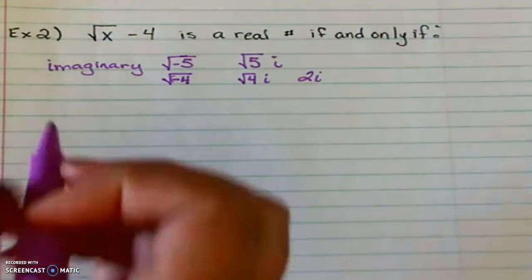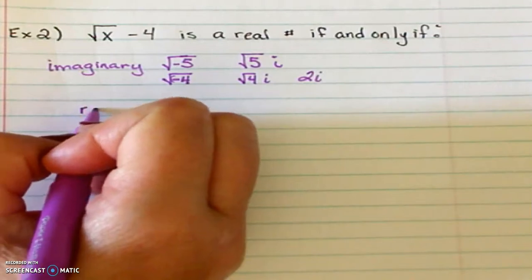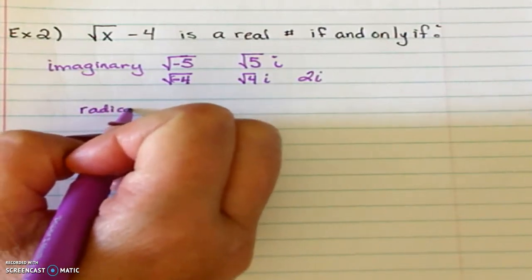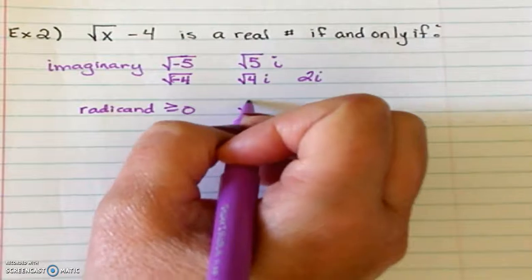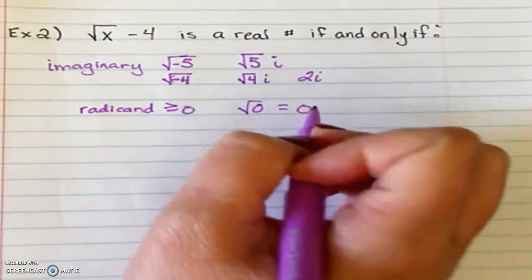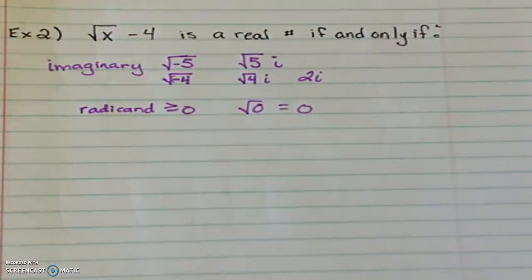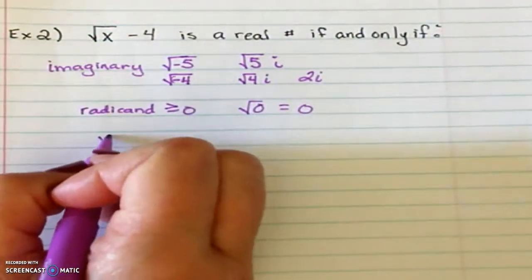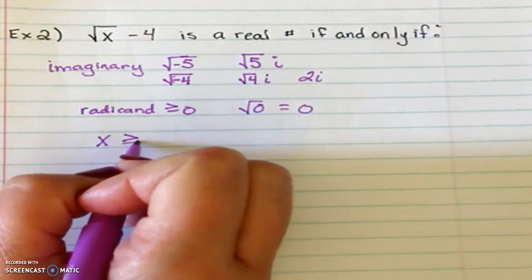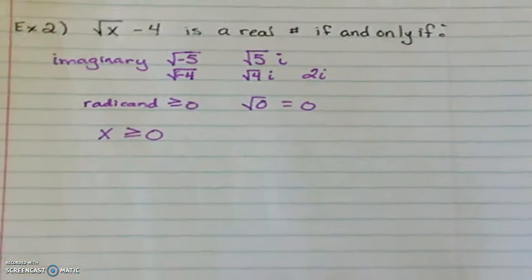What has to happen is that the radicand has to be greater than or equal to 0, because if you take the square root of 0 on your calculator, you are going to get 0. So in this case, it asks you, it's a real number if and only if what happens, you find that radicand value and realize that that's got to be greater than or equal to 0.